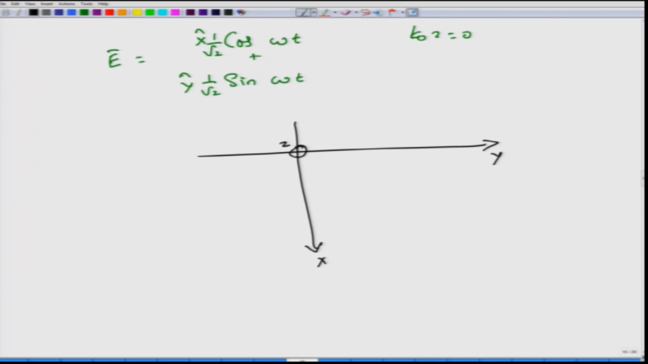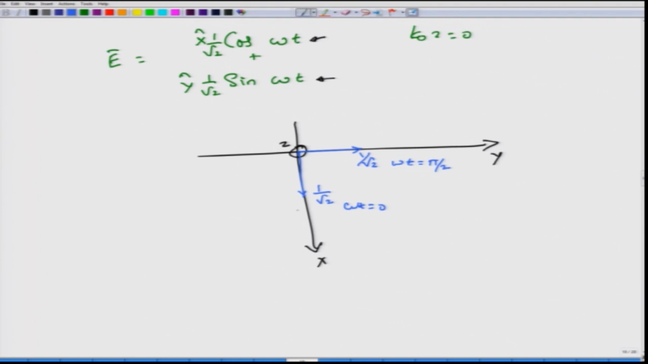At omega t equal to 0, what will be the situation? At omega t equal to 0, only the x component will be non-zero, whereas the y component will be 0, because sin 0 is 0. So, I have electric field directed along the x axis with an amplitude of 1 by root 2. Okay. Now, at omega t equal to pi by 2, the x component will be 0, the y component of the electric field will be along the y axis, of course, and it will also have an amplitude of 1 by root 2.